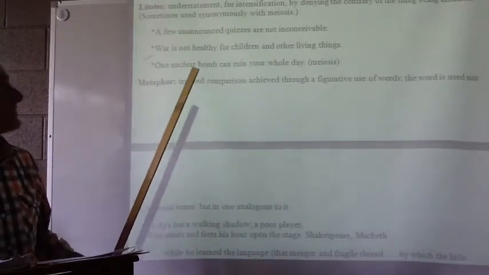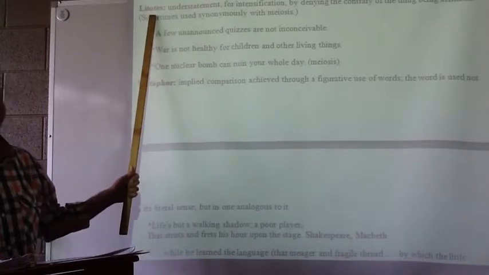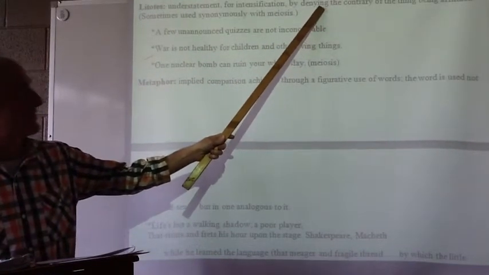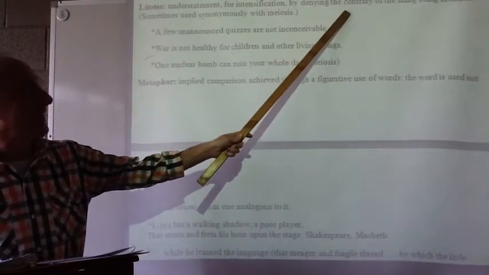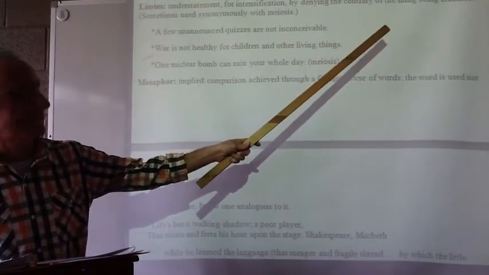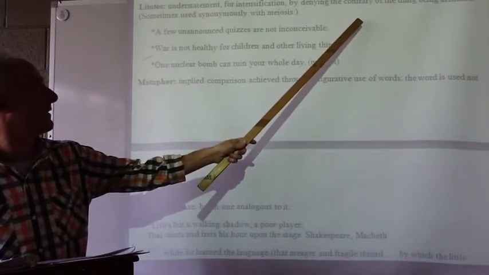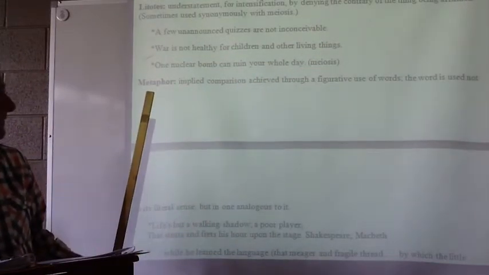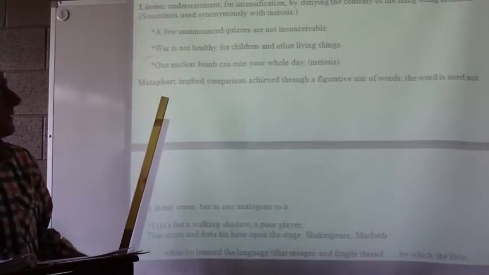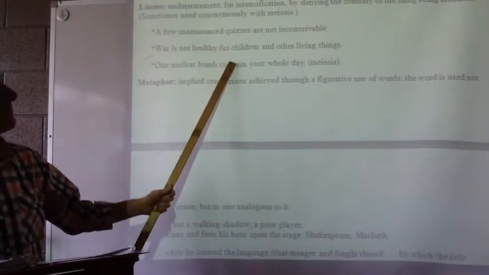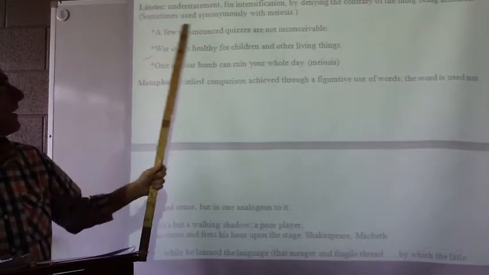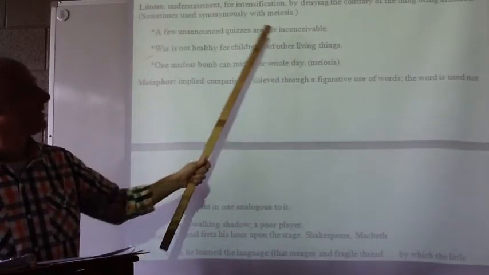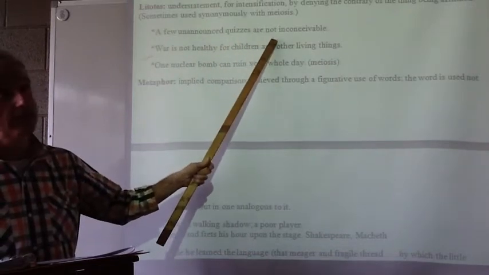Now, a type of understatement is litotes, and this part of the definition is important: denying the contrary of the thing being affirmed. Denying the contrary of the thing being affirmed. This one is a good example here. A few unannounced quizzes are not inconceivable. A few unannounced quizzes are not inconceivable.